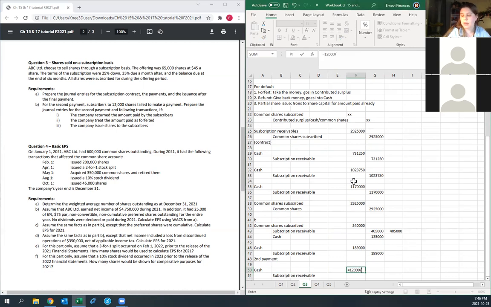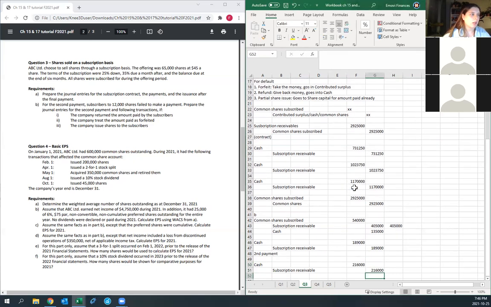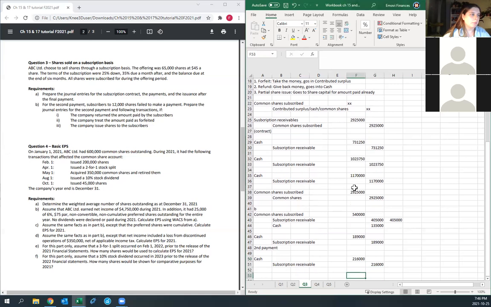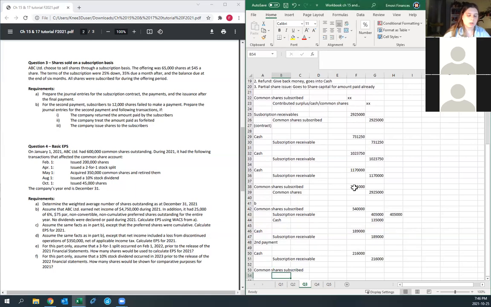Again, 12,000 divided by 65,000 times the amount for your third payment. And then for your issuance of shares, you're going to debit your common share subscribe to common shares, and it is going to be 12,000 divided by 65,000 times the amount here.